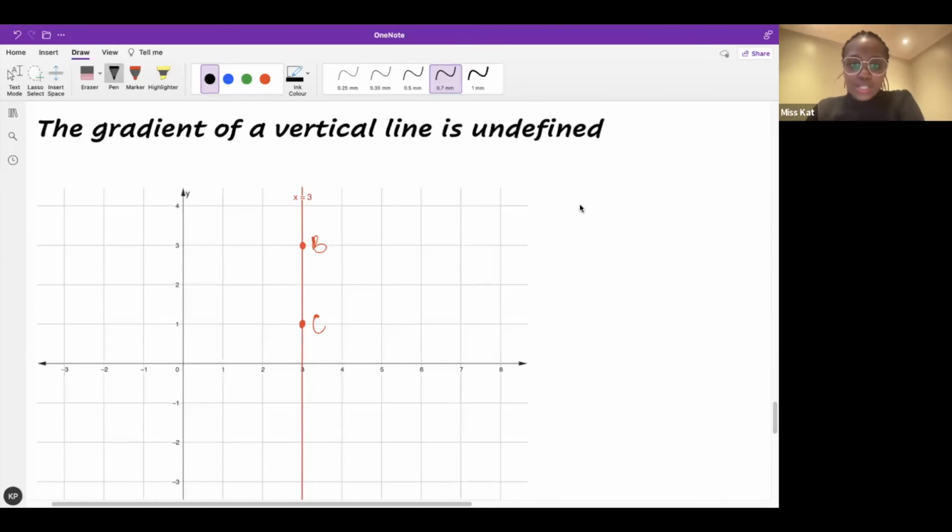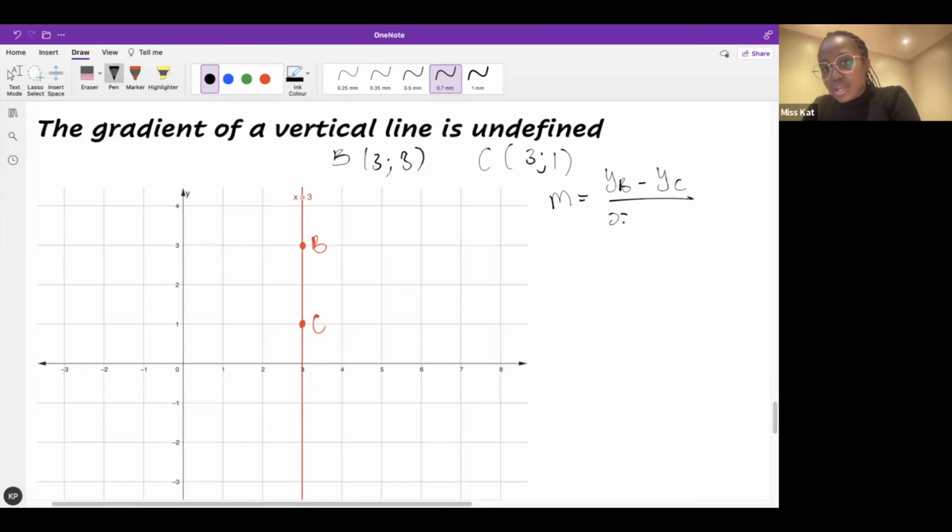There we go. Mkateko and Kanyo have told us the coordinates. So the coordinate for B is 3, 3, and that for C is 3 and 1. Now let's try to work out the gradient for this. Gradient is the y of B minus the y of C over the x of B minus the x of C. So the y of B is 3 minus 1 over the x's are the same, 3 minus 3. And this will give you 2 over 0.